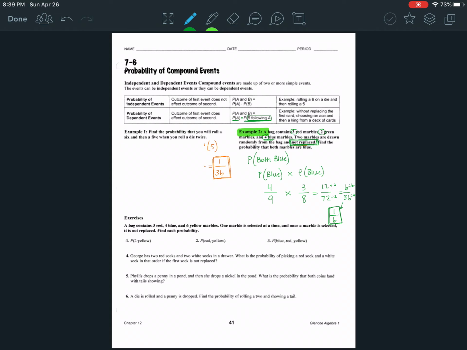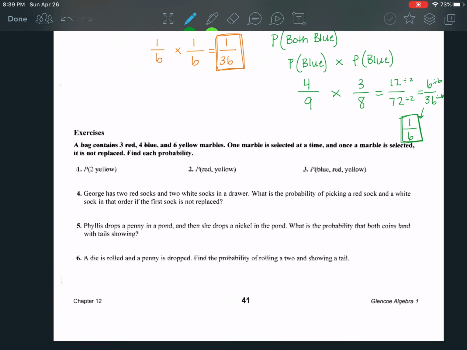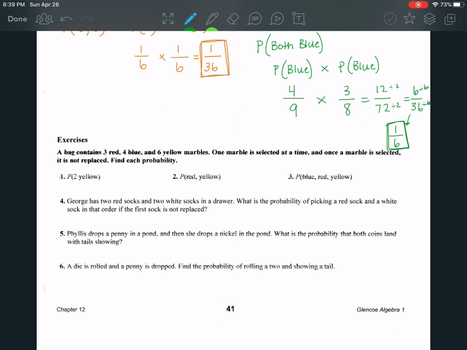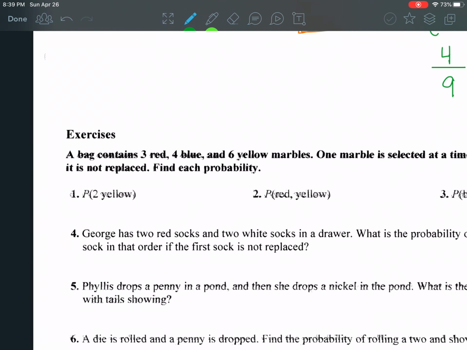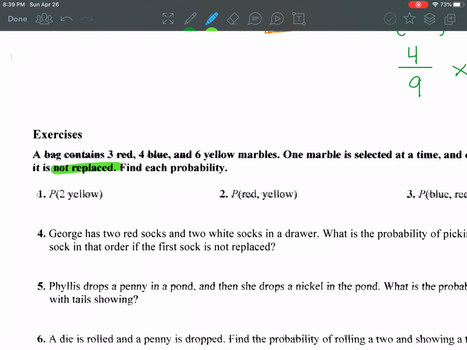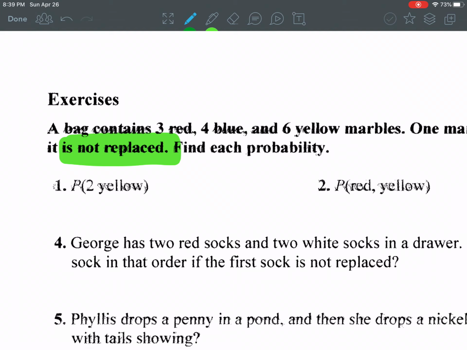Uh-oh, I hope that other part saved. There we go. All right, down here, a bag contains 3 red, 4 blue, 6 yellow marbles. 1 marble is selected at a time, and once a marble is selected, it is not replaced. There's that key phrase there, so we know this is a dependent example. And 1, 2, and 3 all go with this example. Find each probability. So the probability that 2 are yellow.